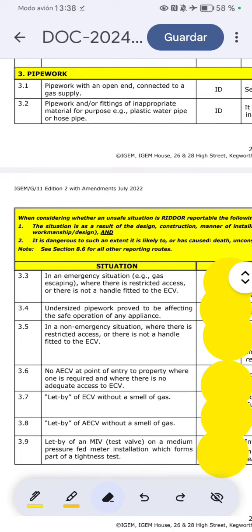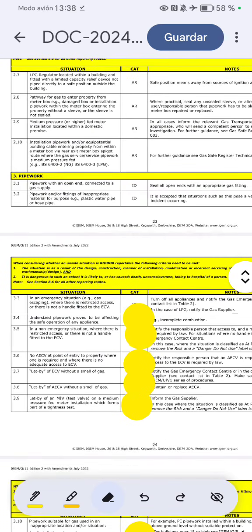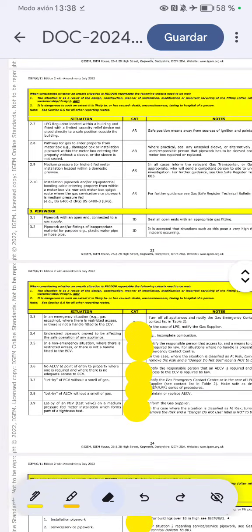3.3. In an emergency situation, e.g. gas escaping, where there is restricted access or there is no handle fitted to the emergency control valve. Are you crazy? That's ID. Yes, we can see that. Undersize, and then what else would you do? Turn off all appliances and notify the gas emergency control.